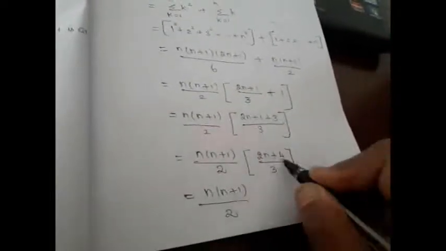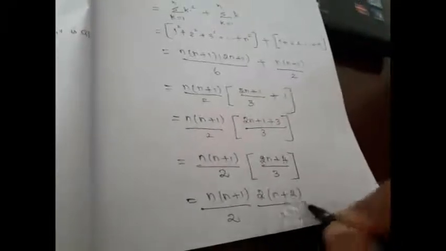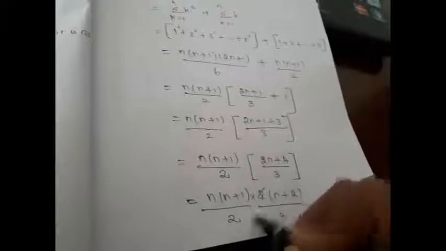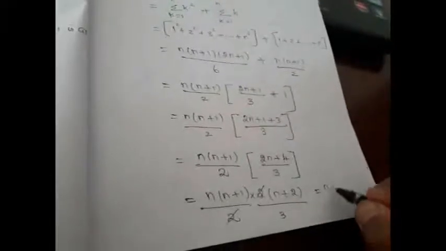From here we can take 2 as common. So 2 into (n plus 2) divided by 3. Everywhere under the product, so these two will get cancelled. So it is n into (n plus 1) into (n plus 2) divided by 3 is the answer, the sum to n terms of the given series.